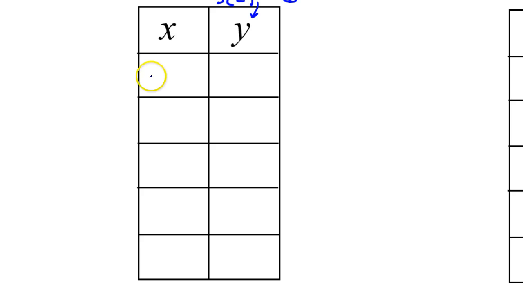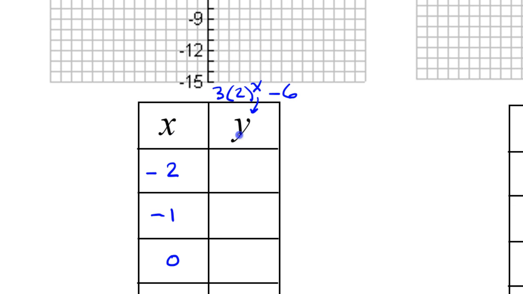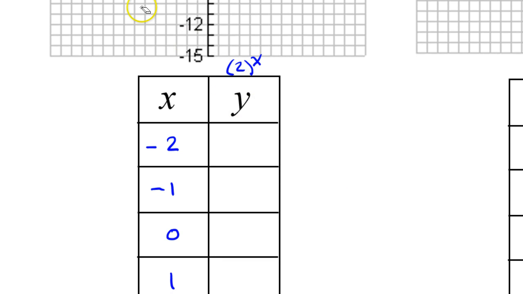We will start off using the x values of -2, -1, 0, 1, and 2. Alright, those are always good x values to start. They're just centered around the origin. Why not? Now, when I find these y values, first I'm really just going to do the 2 to the x power part. That's all I'm really going to put here. I'll do the 3 and the minus 6 later.